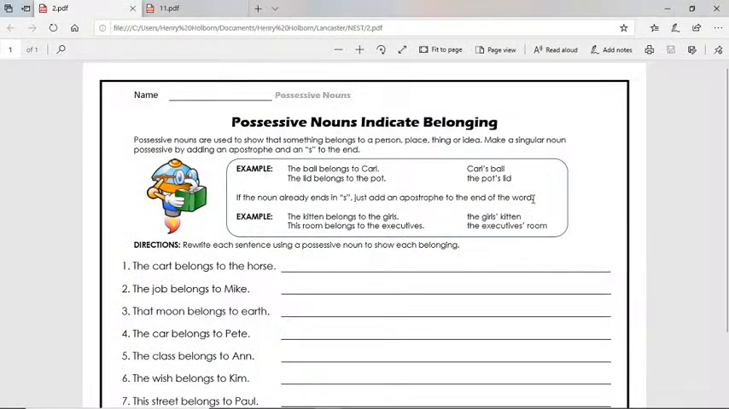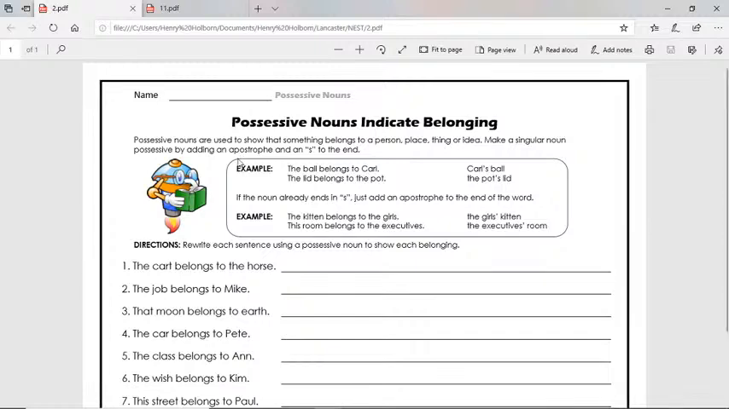Okay, hello. Today's session we are going to be studying possessive nouns, and we've got a couple of worksheets we can work through here today. So this is the beginning of possessive nouns. Now, a noun, remember, is an object or a thing, and when we're talking about possessives, we're talking about who the noun belongs to and how we indicate that it belongs to a certain person or thing. So possessive nouns are used to show that something belongs to a person, place, thing or idea.